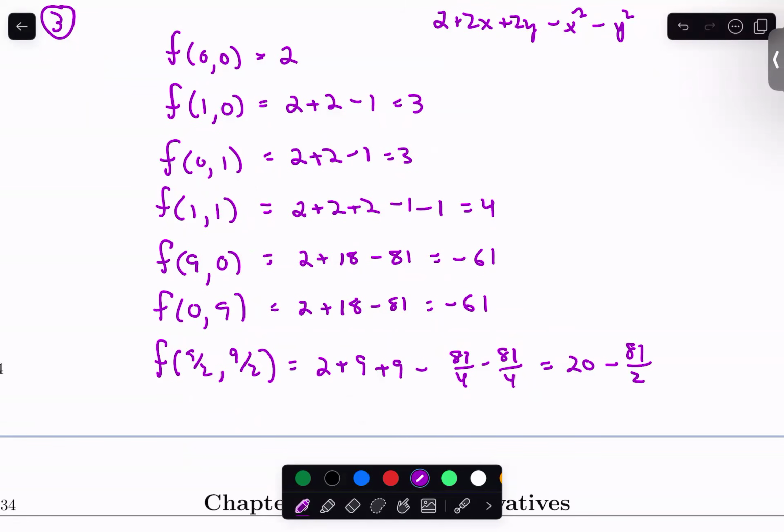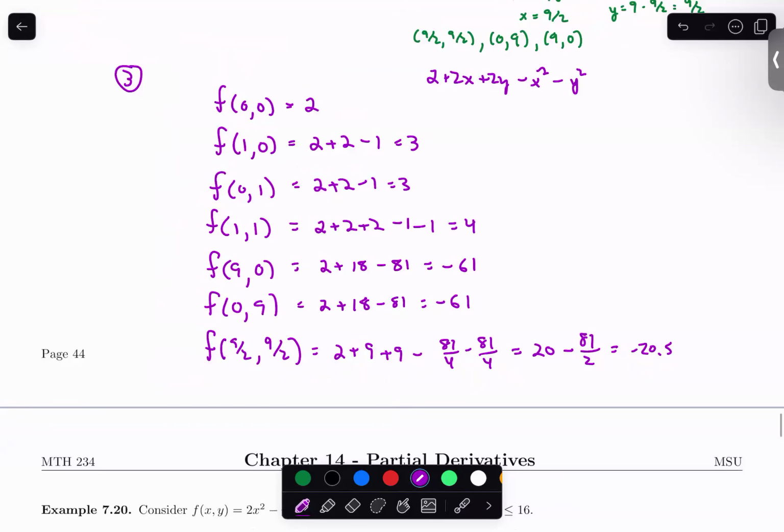Anyone with a calculator want to help me out and give me a decimal? Good. There's some agreement too. Negative 20.5. So it looks like our absolute max is going to be at 4. And our absolute min is going to be negative 61.